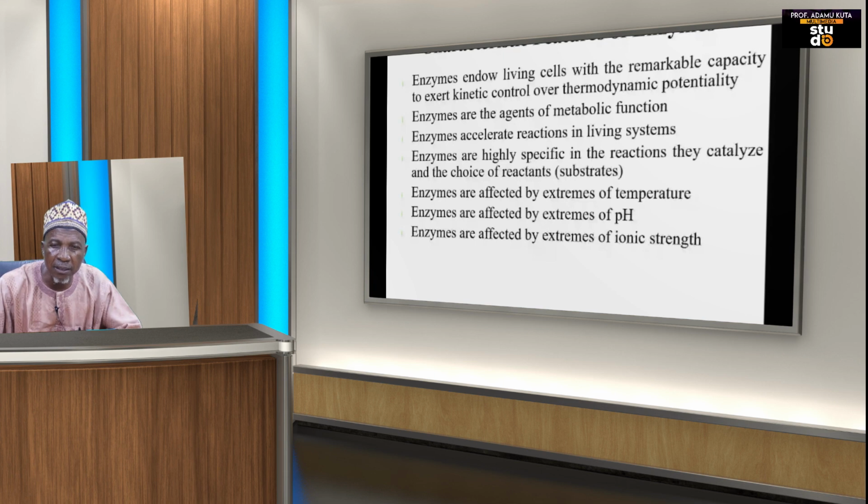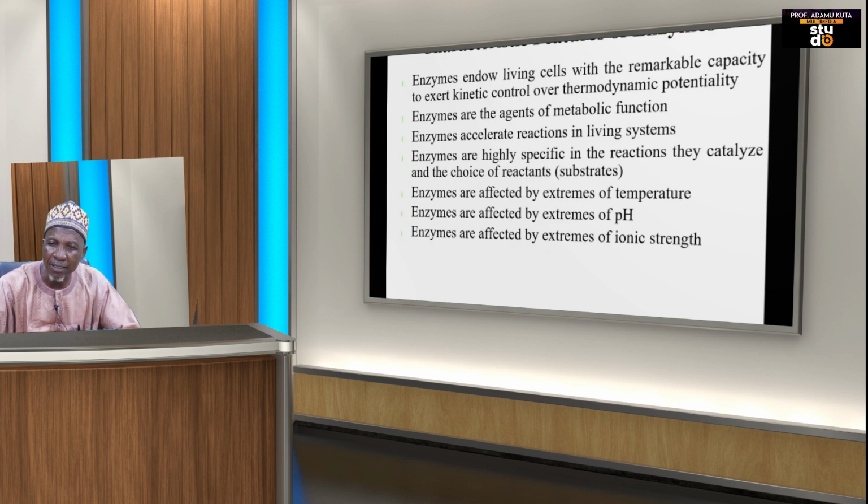Enzymes generally accelerate reactions in the living system. A reaction that would have taken a very long period will, in the presence of enzymes, take place in seconds. And enzymes are highly specific in their reactions. They catalyze substrates specifically. Even between substrates that look alike, an enzyme will be selective in going for its substrate.